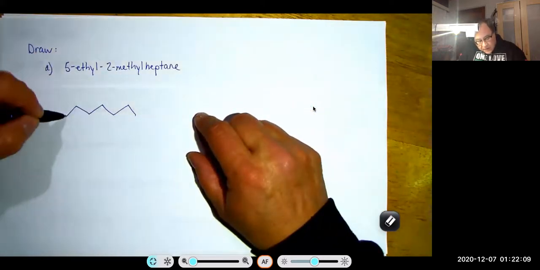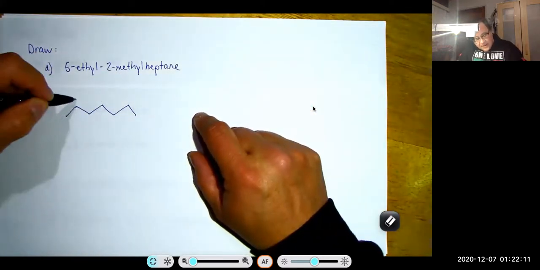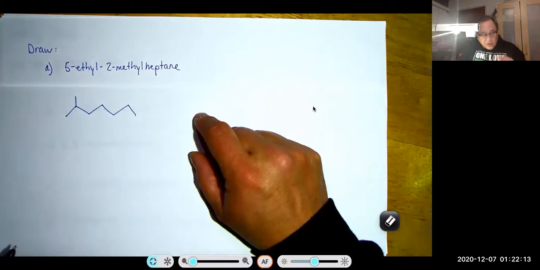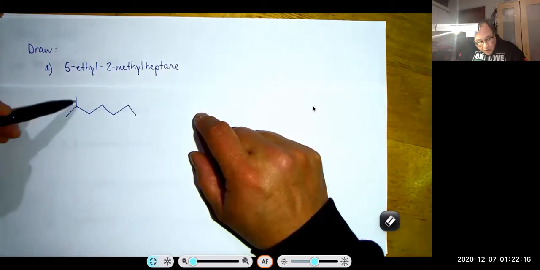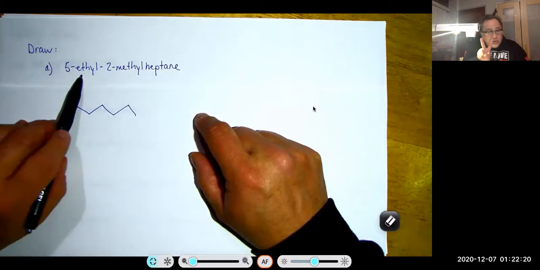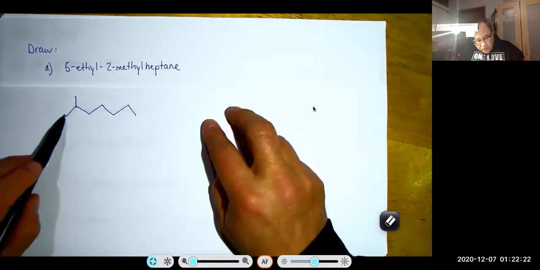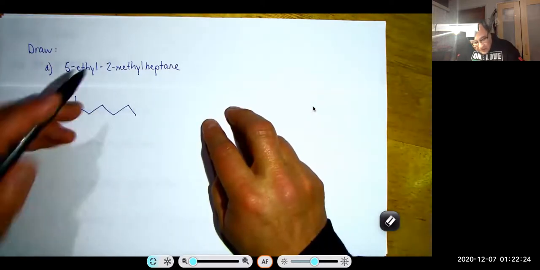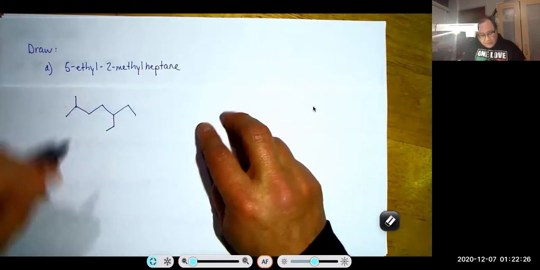So here's carbon 1, here's carbon 2. That's going to be a methyl. A methyl is a 1-carbon unit, and you can see I've added 1 carbon to carbon number 2. Now, ethyl is a 2-carbon unit. So 1, 2, 3, 4, 5. Here is a 2-carbon unit.